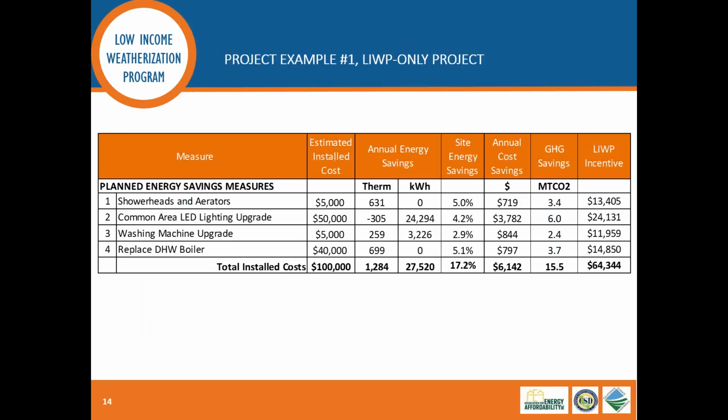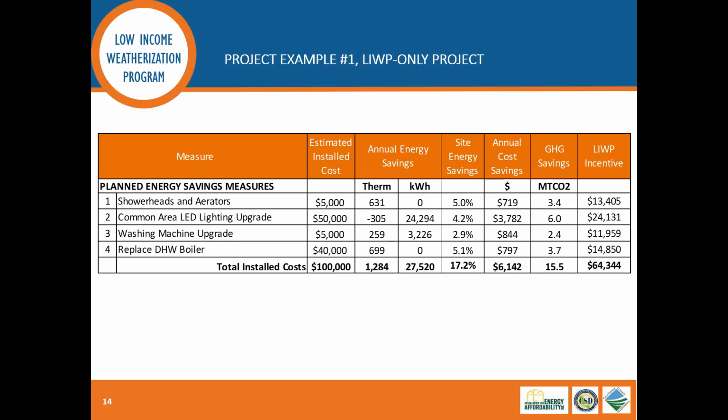So a couple of examples of the types of scopes we've seen so far, and these are two real project examples that have come through the program. So this is an example project that's only accessing the Low-Income Weatherization Program, or LIWIP. They're not leveraging the Energy Upgrade California program or any of the other programs that are provided through the utilities or the regional energy networks. And so they're just receiving incentives through this program.